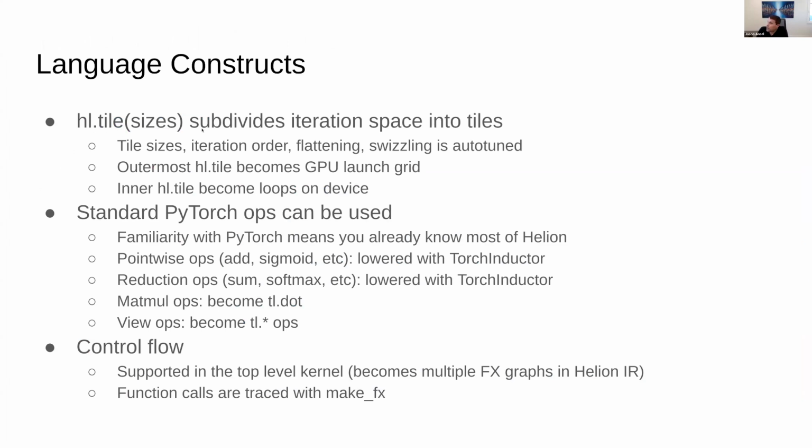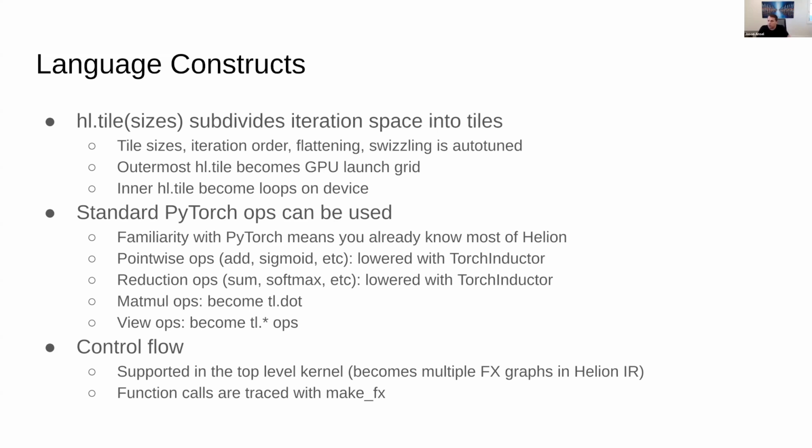And hl.tile basically subdivides a multi-dimensional iteration space into tiles. And the exact details of how it gets subdivided are auto-tuned over. So the tile sizes, the iteration order, swizzling for cache reuse, loop flattening, and whether you're doing one-dimensional or two-dimensional or however many dimensional iteration, all gets auto-tuned. It captures the semantics of "hey, I want to tile my program," but doesn't ask the user to tell you exactly how it should be tiled.